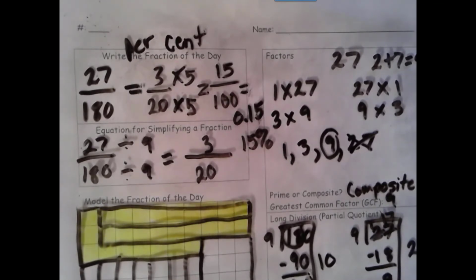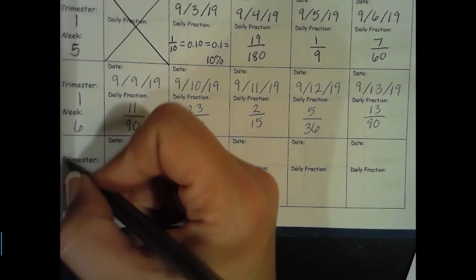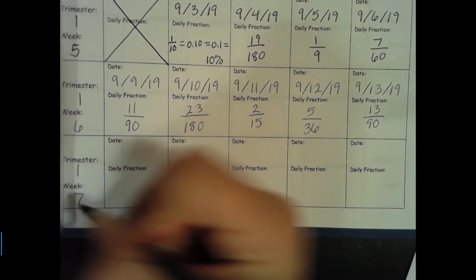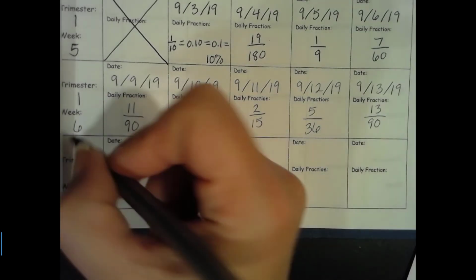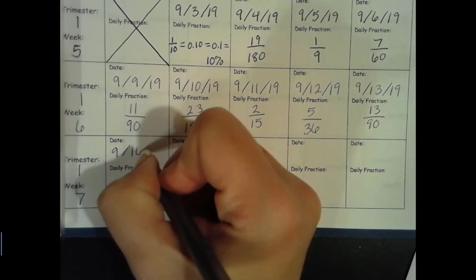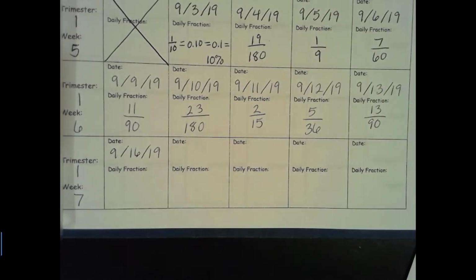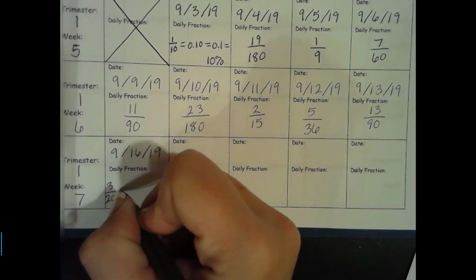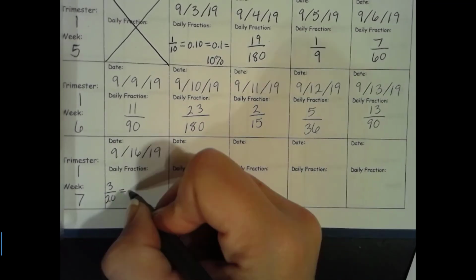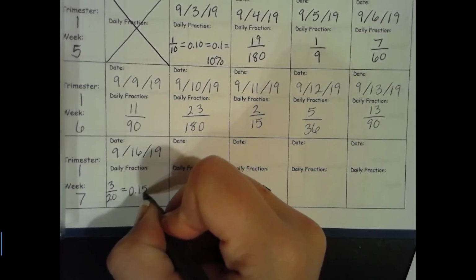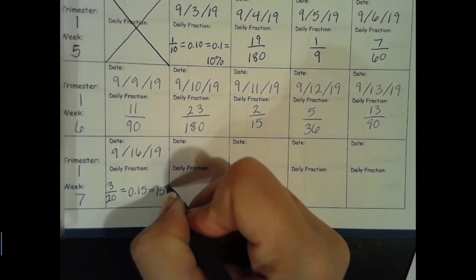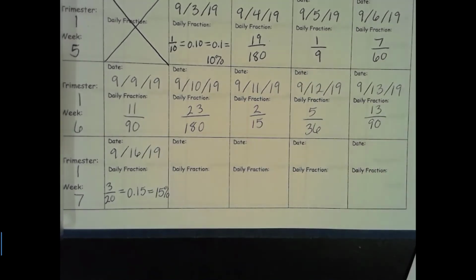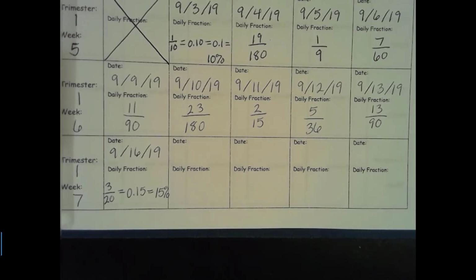Okay, let's go ahead and fill in our data collection page. We are in trimester 1 still. We are on week 7 now. Today's date, we have 9, 16, 19. And our fraction for today, let's write it really small. We got a few things to fill in. We have 3/20ths, which is equal to 15 hundredths, which is equal to 15%. So we've completed 15% of the school year. That means we have 85% left to complete.